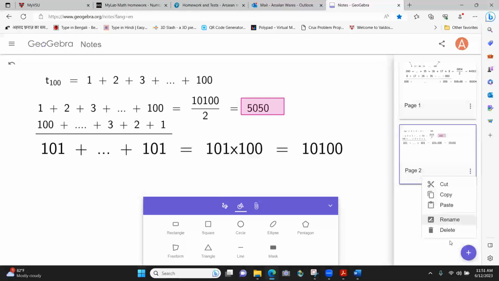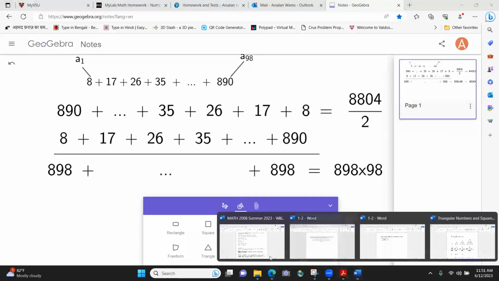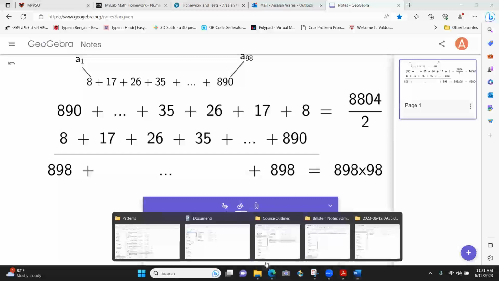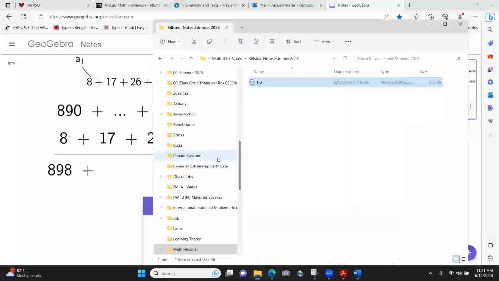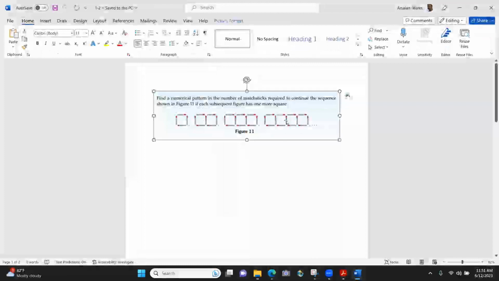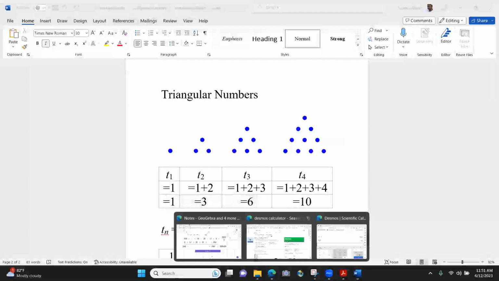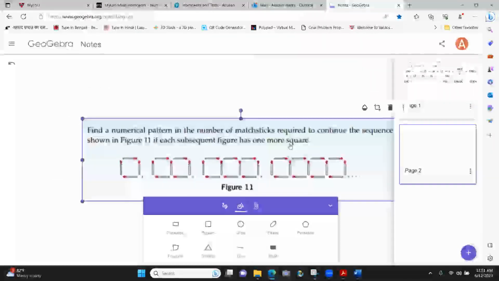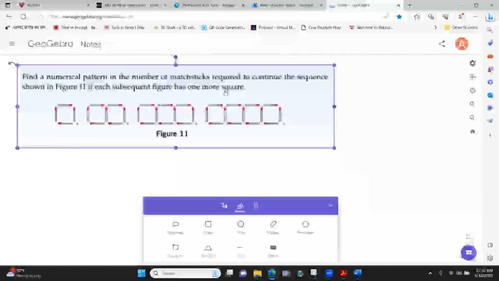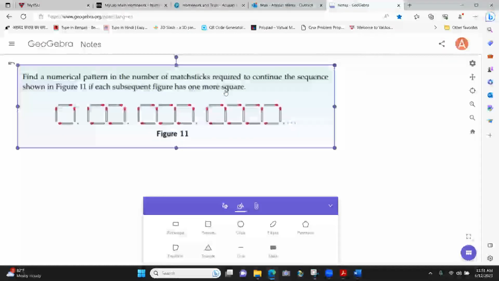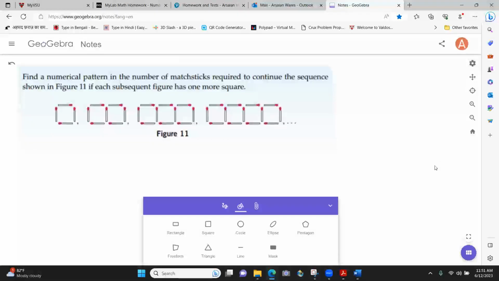All right, let's see. First problem I want to do is this problem. Of course, it's a pattern related problem. It's one of the examples from your book from 1.2. I don't remember the page number and don't want to waste your time. Let's read the question. Find a numerical pattern in the number of matchsticks required to continue the sequence shown in figure 11 if each subsequent sequence has one more square.